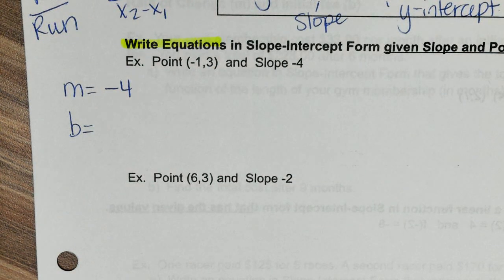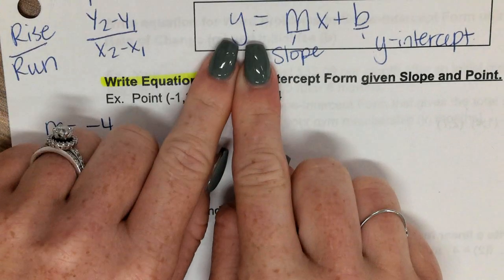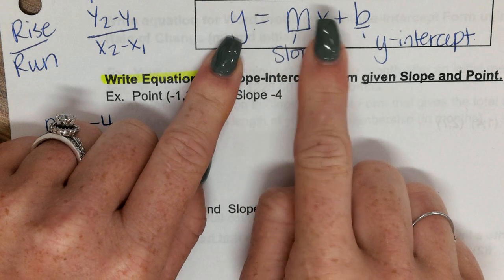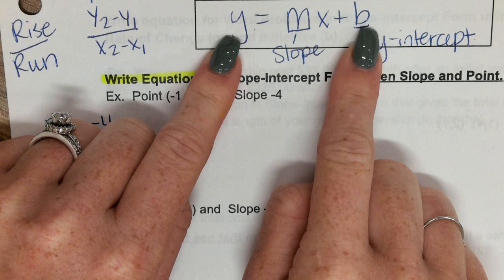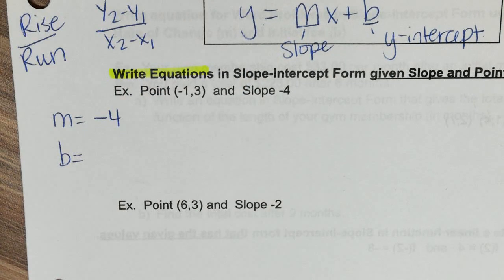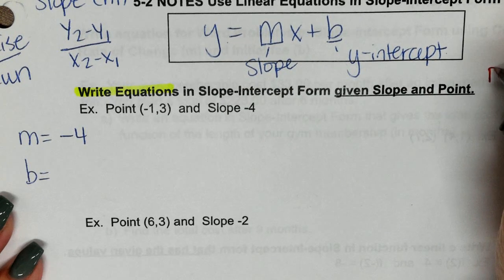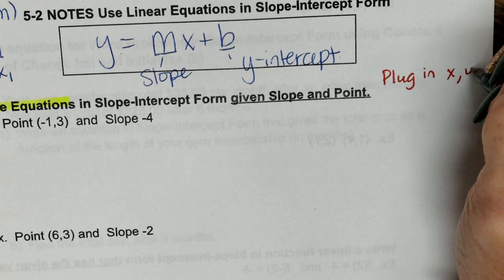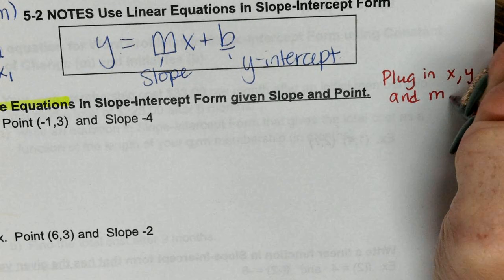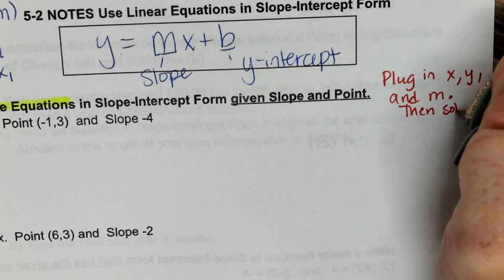So how could I solve this? I already taught you this on Tuesday. Yes, we're going to plug in for y. Right here, we're going to plug in for m, we're going to plug in for x, and then we're going to solve for b. This time though we don't have to find the slope because they already gave it to us. So that's a whole step we get to skip. You're just going to plug in x, y, and m, then solve for b.